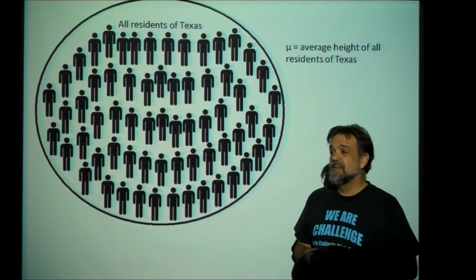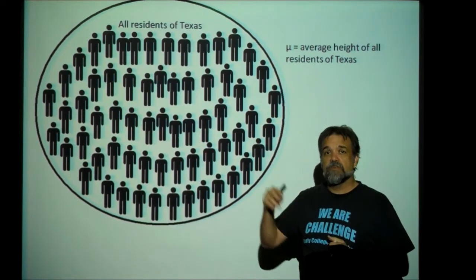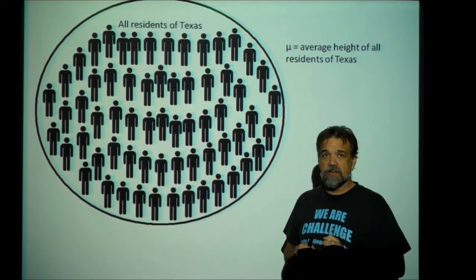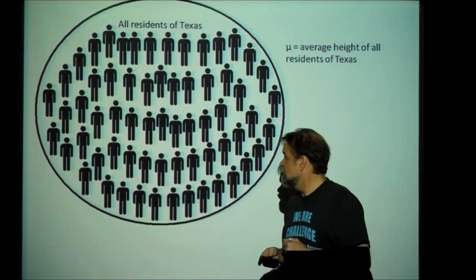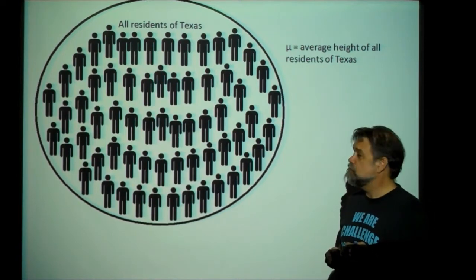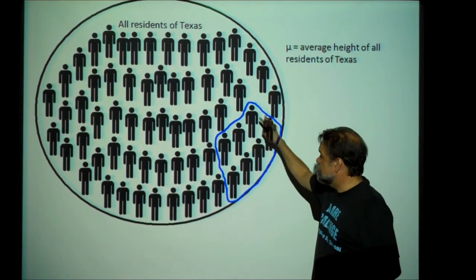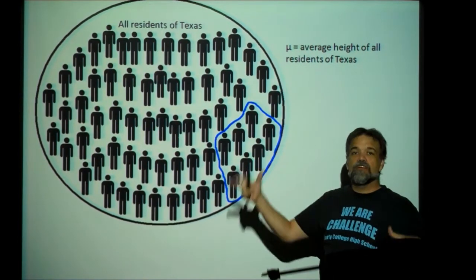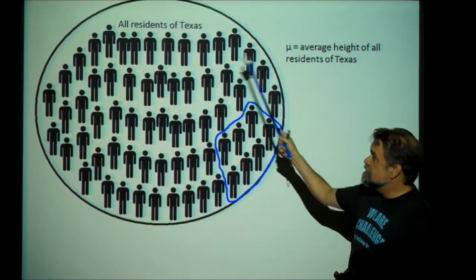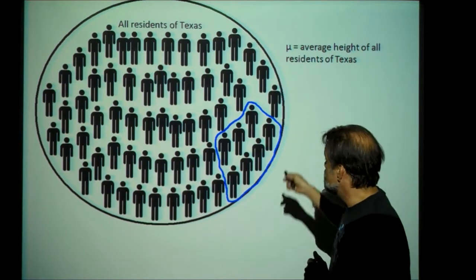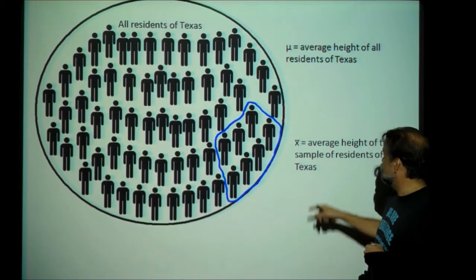Why don't I know what it is? Because I haven't lined up every single person who lives in Texas and then measured how tall they are and then taken that average. That would take a really long time, and it would actually be a waste of time, okay? And so instead of doing that, what I do is I take a little chunk here, okay? And I'm going to say, this little chunk, this is going to represent the entire state of Texas. This is my sample. And this sample is going to represent the entire population.